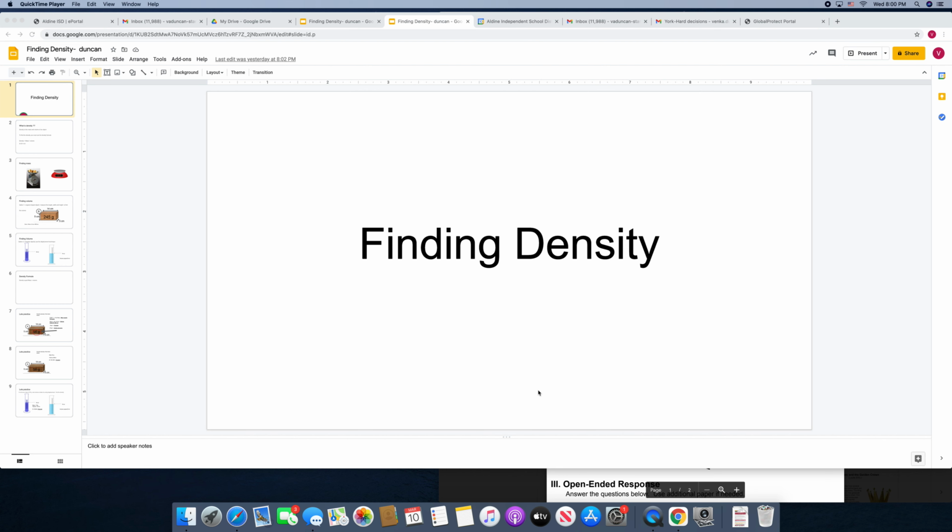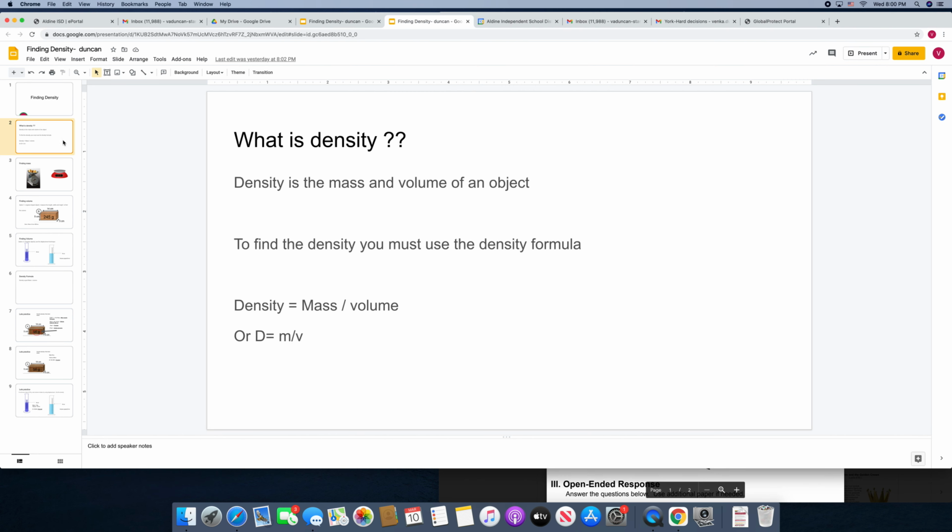Discussing finding density. First, we need to ask ourselves, what is density? Density is the mass and volume of an object. To find the density, you must use the density formula. Here below is the density formula. Density equals mass over volume, or D equals M over V.